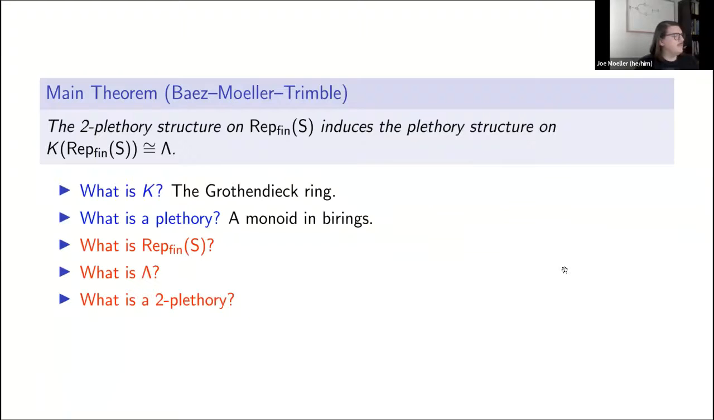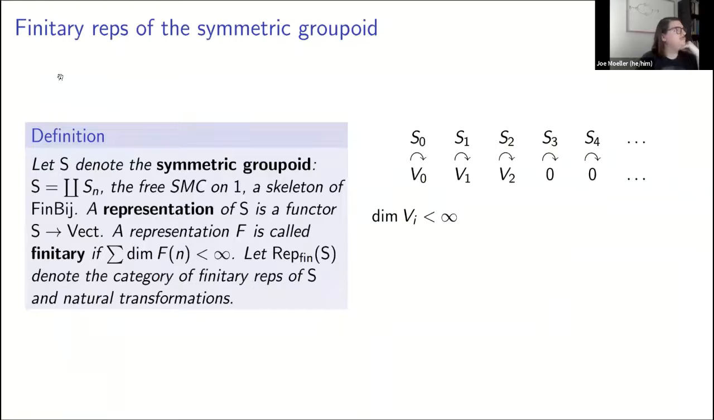Great, so we've answered two of the questions now. We know that K is the Grothendieck ring, and a plethory is a monoid in birings with a substitution monoidal structure. And so now I'll tell you what rep fin S is, and lambda. I'll answer both at the same time. So S, by S I mean the symmetric groupoid. Sorry, there's another.